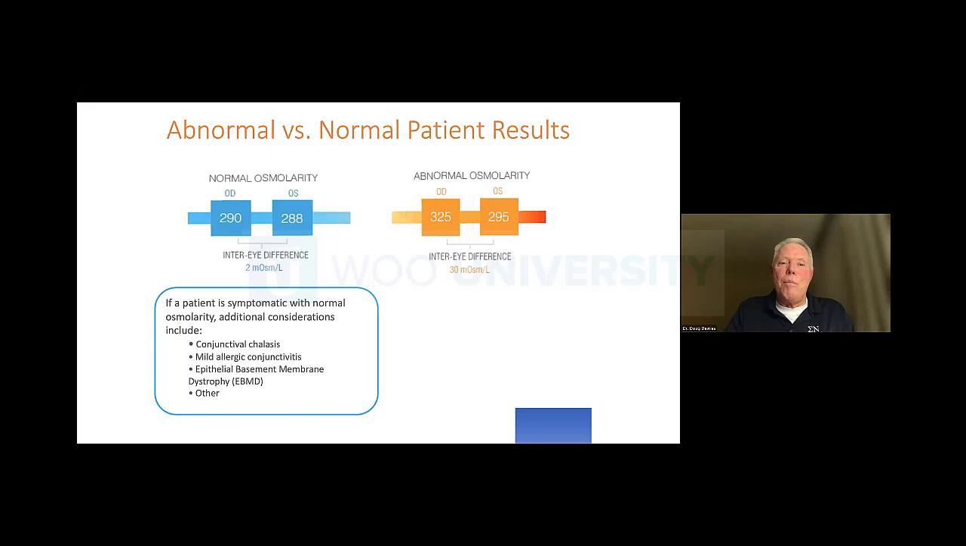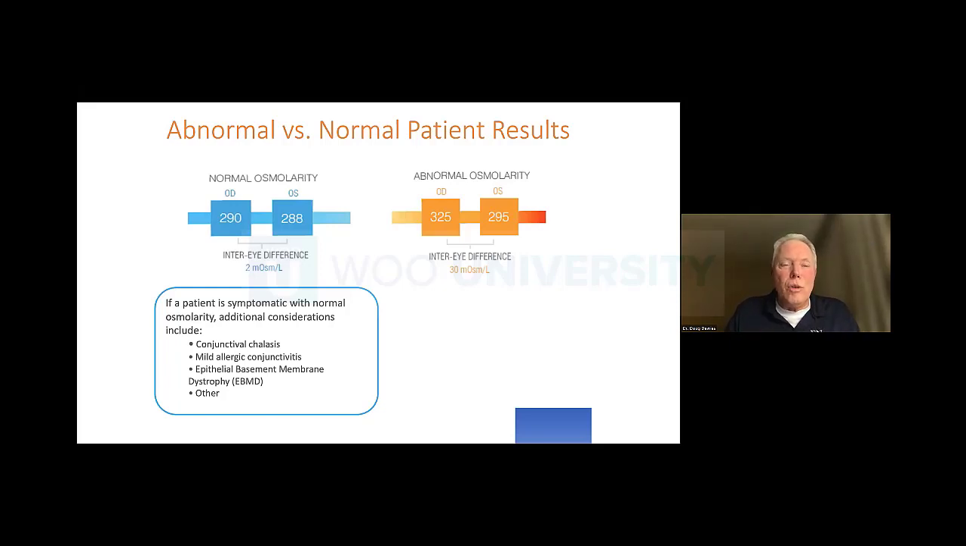So really, if a patient is symptomatic and has normal osmolarity, but they are symptomatic, you need to start looking in a different direction. But the osmolarity will help you. It could be conjunctival chalasis. It could be mild allergic conjunctivitis. It could be epithelial basement membrane dystrophy.